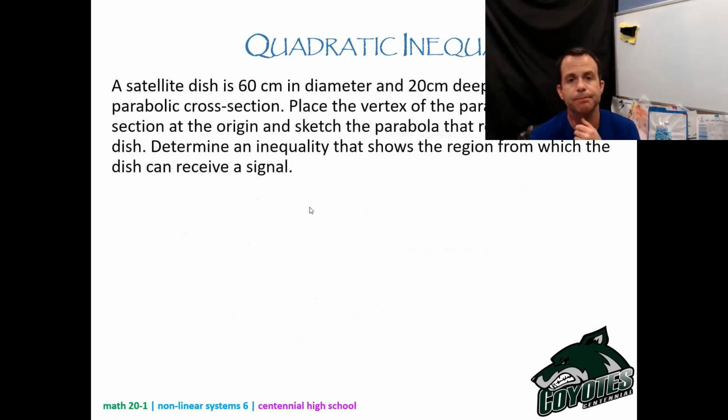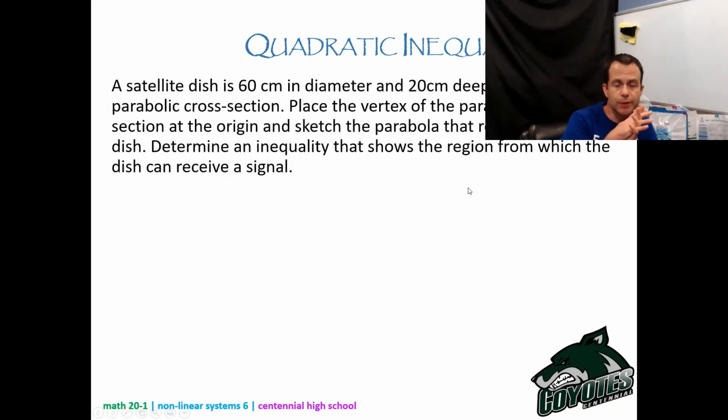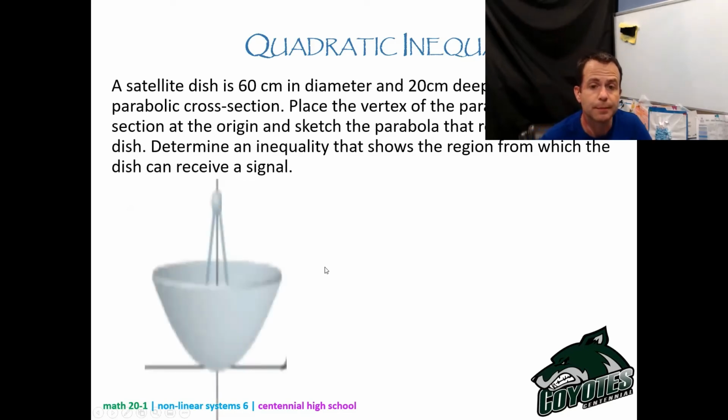Okay, let's try a little word problem. A satellite dish is 60 centimeters in diameter and 20 centimeters deep. The dish has a parabolic cross-section. Place the vertex of the parabolic cross-section at the origin and sketch the parabola that represents the dish. Determine an inequality that shows the region from which the dish can receive a signal. All right, so we have a satellite dish, something like that.